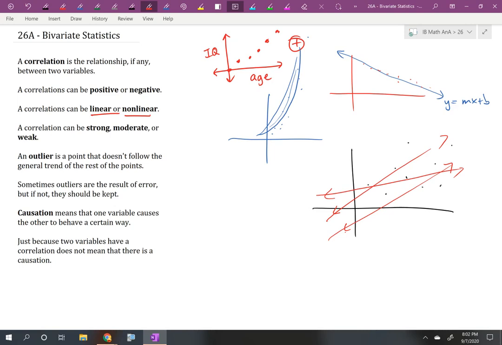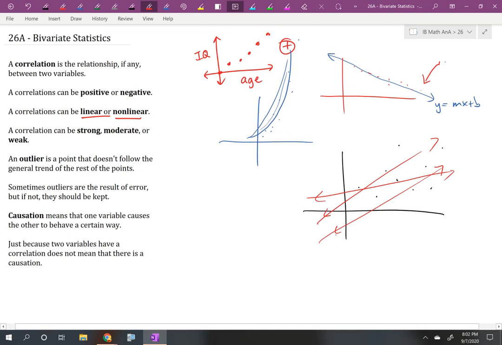Strong is very tight, close knit. I would call this a strong correlation right here. That definitely looks like a nice strong correlation.